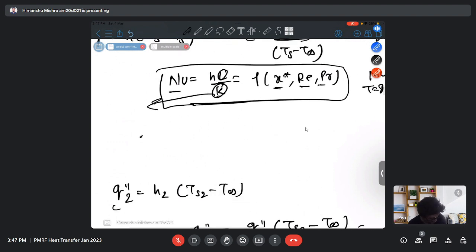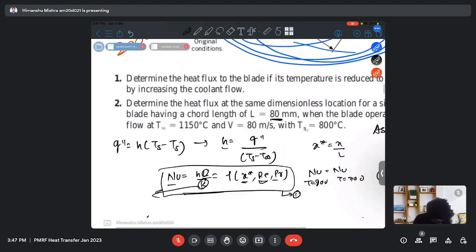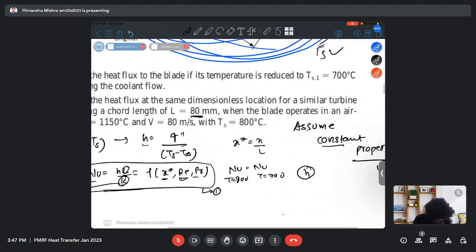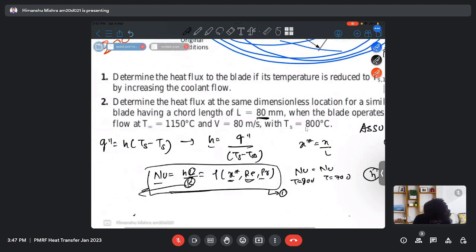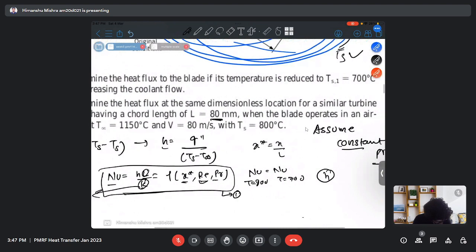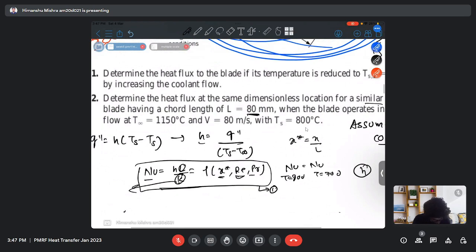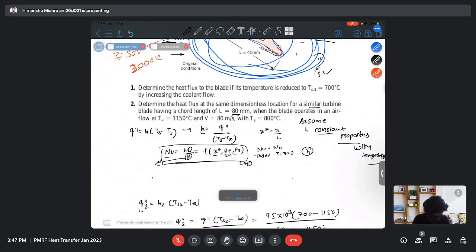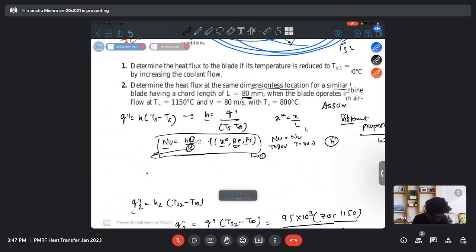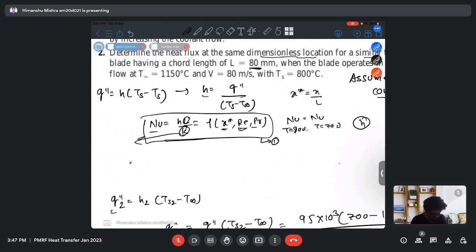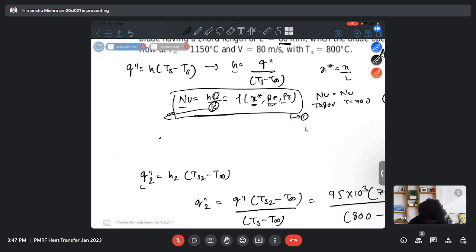So in that case, we can use a similar expression, equation 1. We need to check whether the Reynolds number is changing or not. And it is given that we need to determine the heat transfer at the same point, for a similar turbine, at the same dimensionless location. So my X star is not changing here.